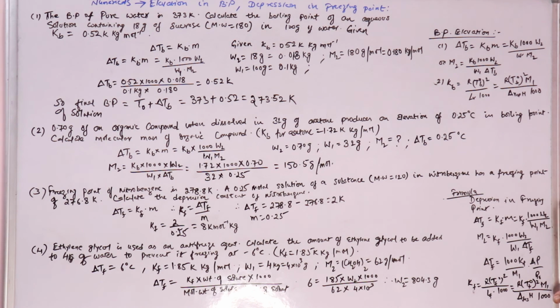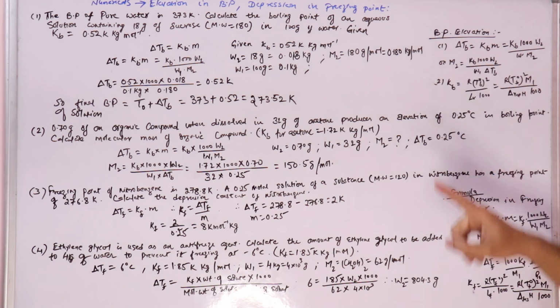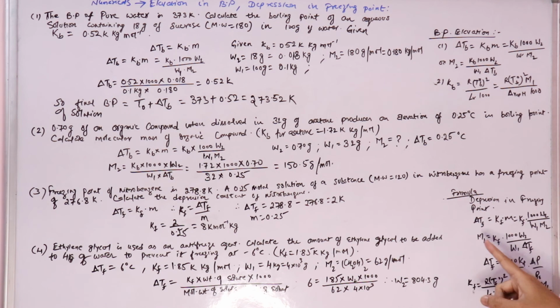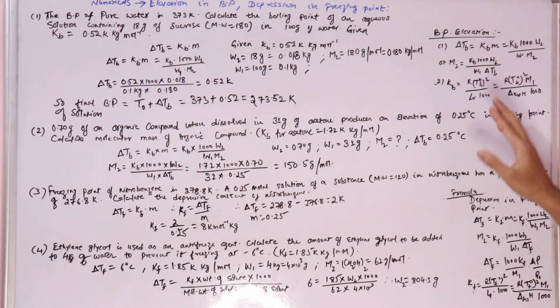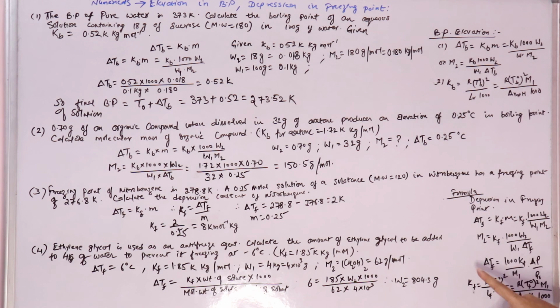And similarly, for depression in freezing point, we have similar formulas. Instead of KB we have KF, instead of delta TB we have delta TF. There is a similar relation between molecular weight and depression in freezing point. Similar formula like this we have here for depression in freezing point, where delta fusion H is enthalpy of fusion. So the most important formulas are the first one and this one, where we have derived the relationship between molecular weight and depression in freezing point and elevation in boiling point.